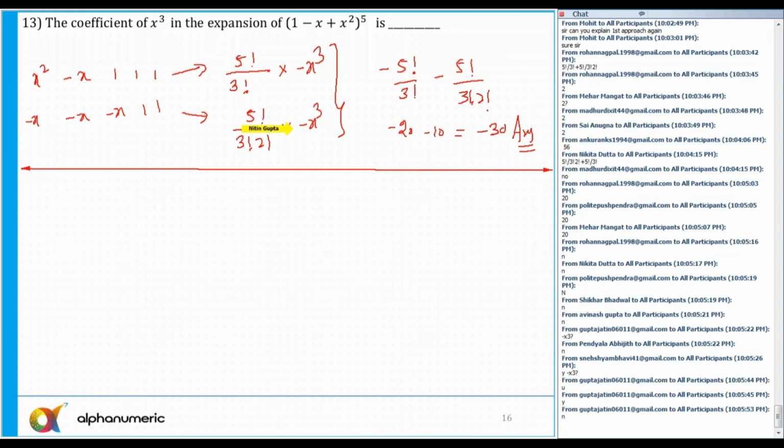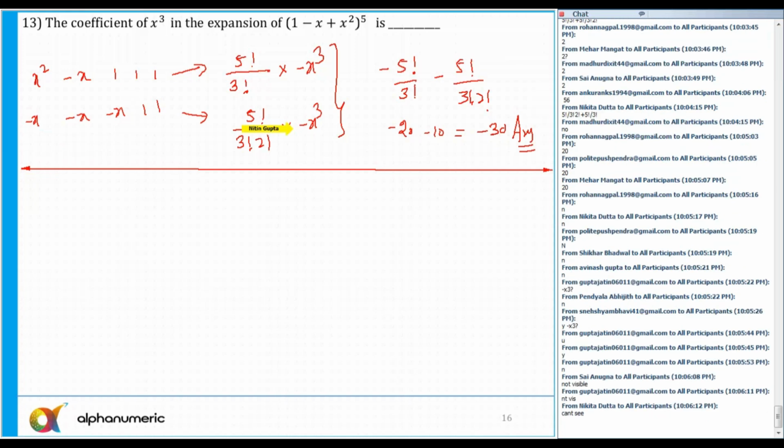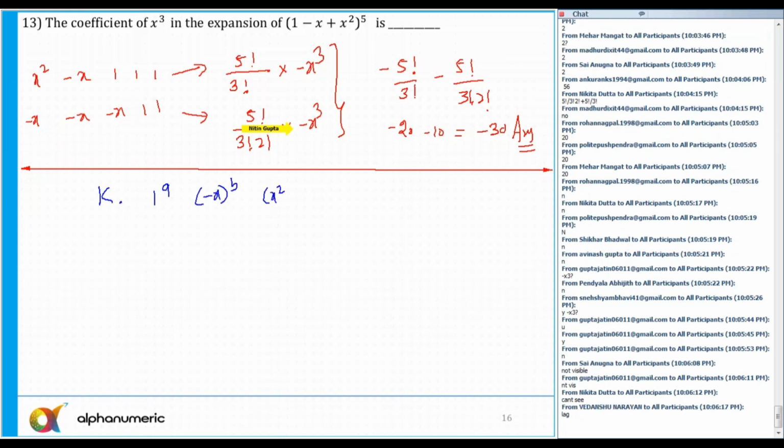But the second approach, I can say the general term is k into 1 raised to a into minus x raised to b into x square raised to c. So I can say that the value of a plus b plus c, the power, must be equal to 5. Just wait.